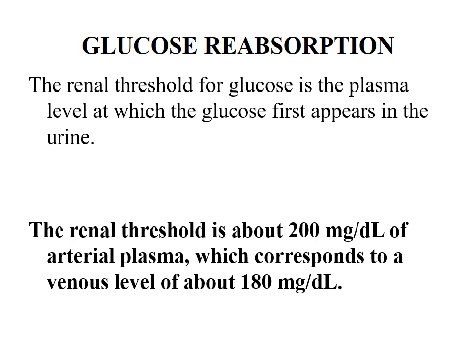That means if the arterial plasma level of glucose is 200 milligram per deciliter, you can expect that it will start being excreted out in the urine. You will start seeing high levels of glucose in the urine.